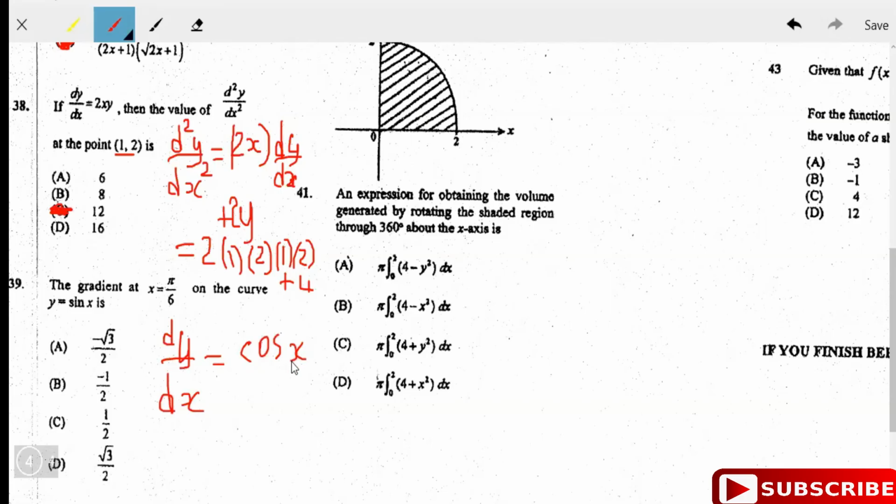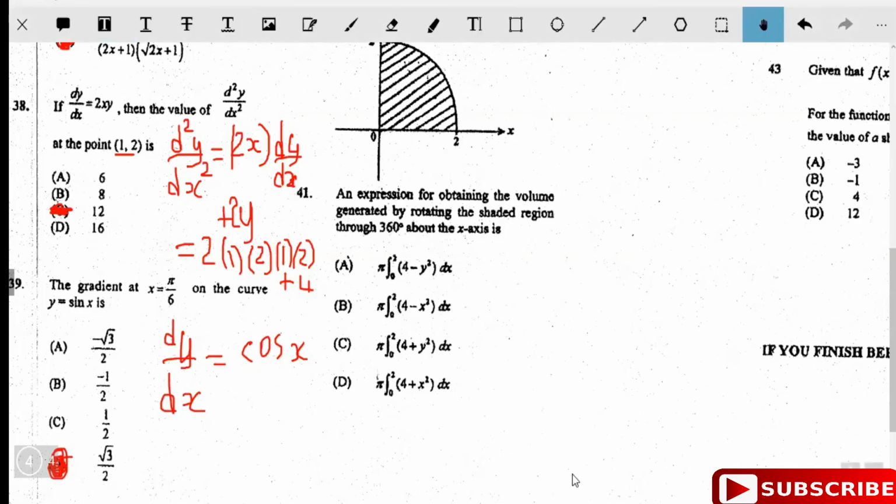Cosine of 30. That is root 3 over 2. Root 3 over 2, which is delta. Yeah, that's fine. So that's delta. That's 39.